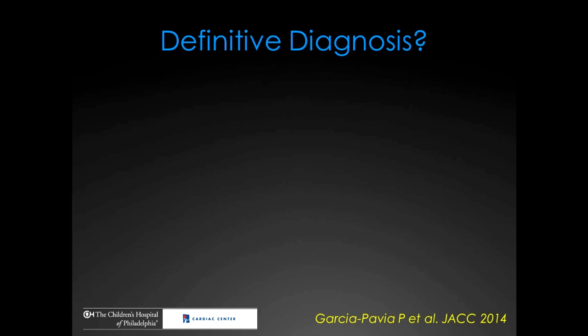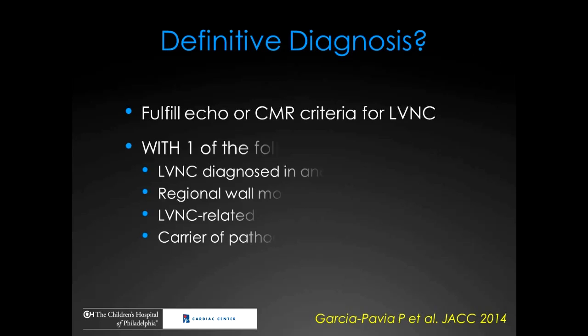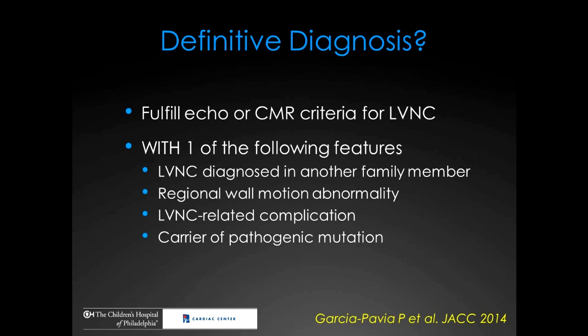We are still plagued by how to make a definitive diagnosis of left ventricular noncompaction, and Garcia-Pavia and colleagues in JACC recently came up with this criteria for adults. Fulfill the echo or CMR criteria with one of the following features: LV noncompaction in another family member, regional wall motion abnormality, a non-compaction related complication such as a thromboembolic event or arrhythmia, or identifying a pathogenic mutation. This is, I think, a fairly good way of making the diagnosis in adults, but it probably does not help us in children so much because many of our patients do not have a complication.